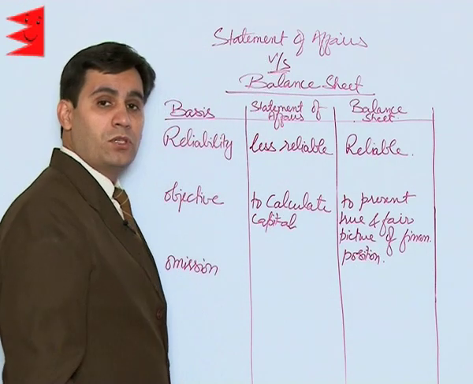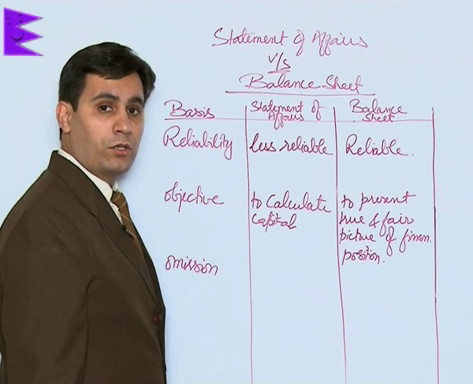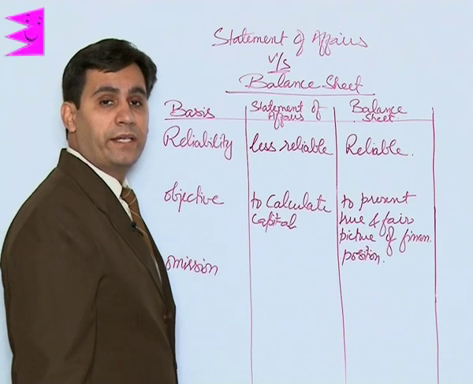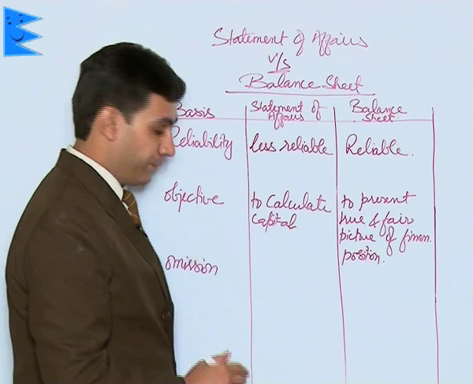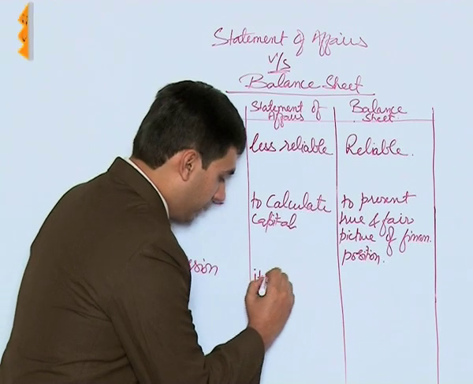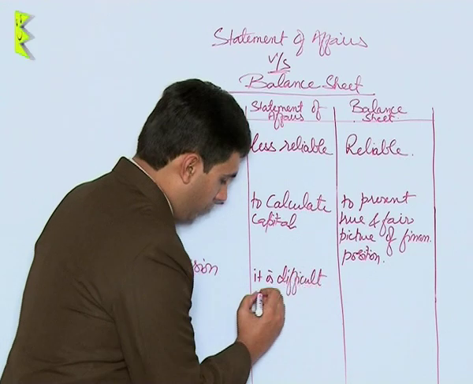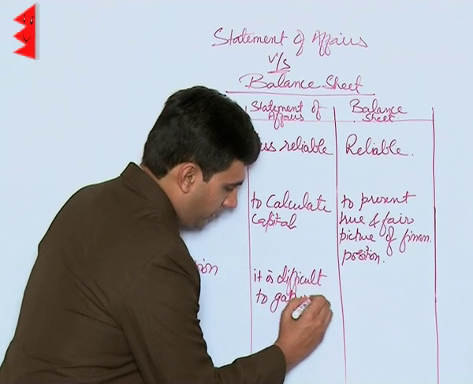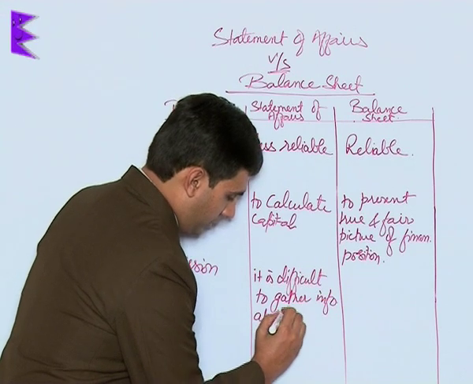Then coming to omission. Since statement of affairs is prepared from incomplete records, it is almost impossible that you can detect any omission through the statement of affairs only. So it is difficult to gather information about any omissions.